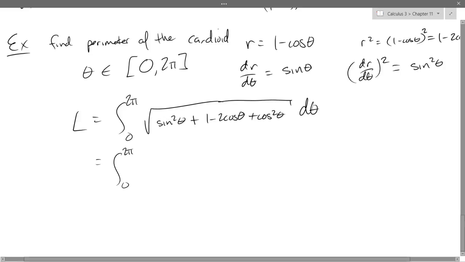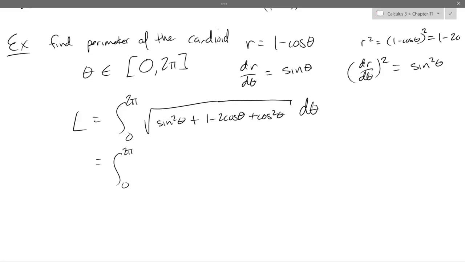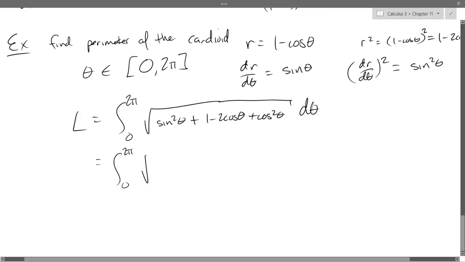Sine squared θ plus cosine squared θ. So sine squared θ plus cos squared θ is 1. You want to be careful how you think about this, but it's going to be an extra 1. So I'll write it as 1 plus 1 minus 2 cos θ dθ. So we get 2 minus 2 cos θ.